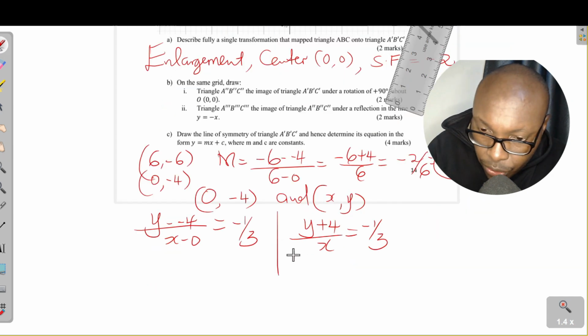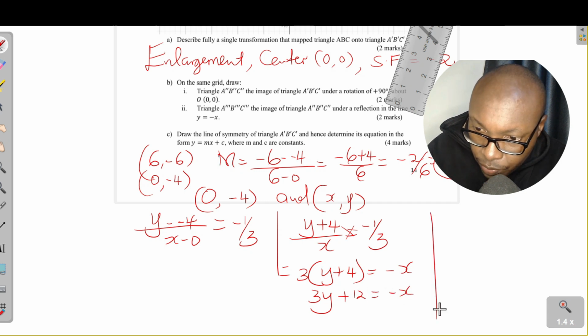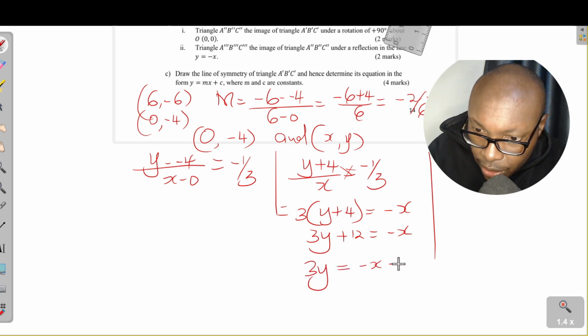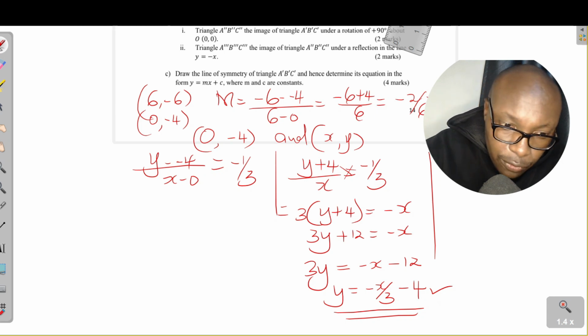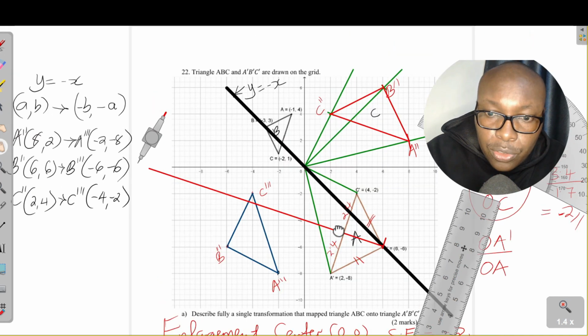So this will give y plus 4 divided by x is equal to negative a third. If you cross multiply, you get 3 multiplied by (y plus 4) is equal to negative 1 times x, that is negative x. So this will give 3y plus 12 is equal to negative x. And then we are supposed to give the equation in the form y = mx + c. So therefore 3y = negative x subtract 12. Divide both sides by 3, or each value by 3. y = negative x over 3, and then subtract 4, which is 12 divided by 3. So that is the equation of that line of symmetry in the form y = mx + c. And that is how you're supposed to solve that question.